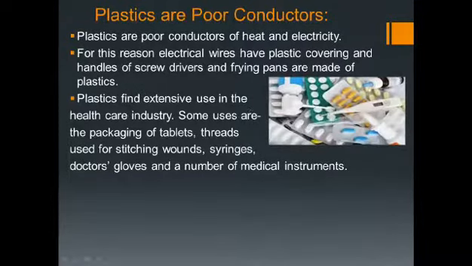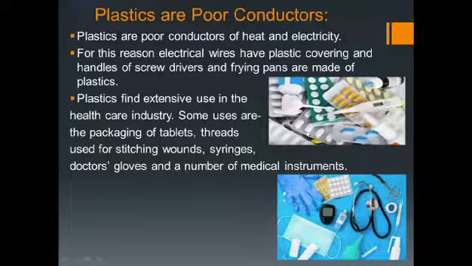Plastics find extensive use in the healthcare industry. Some uses are the packaging of tablets, threads used for stitching wounds, syringes, doctor's gloves, and a number of medical instruments.